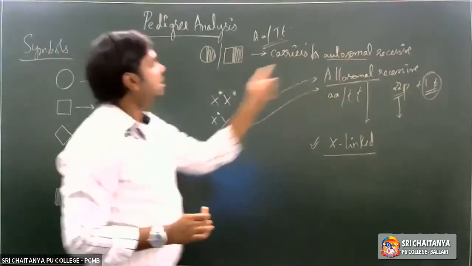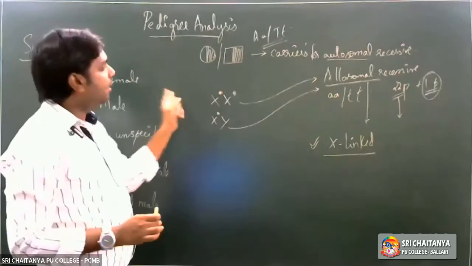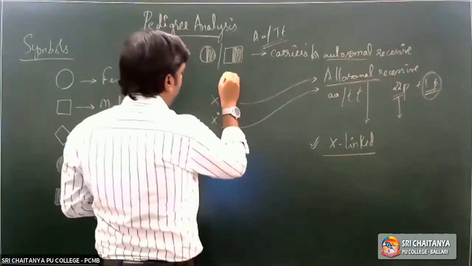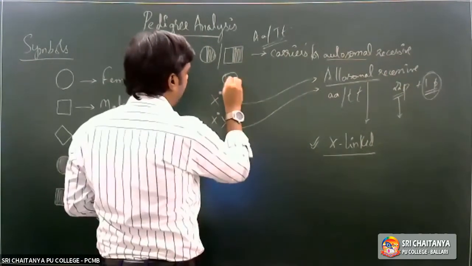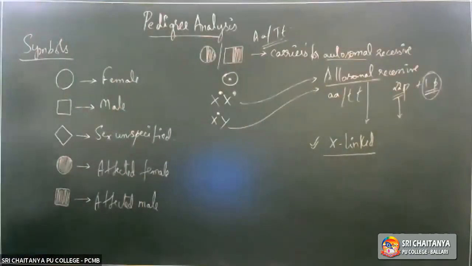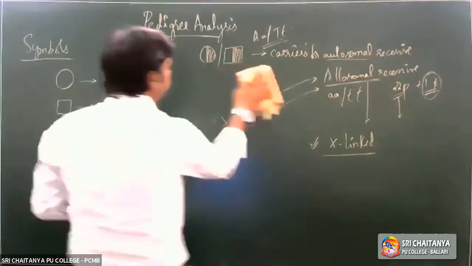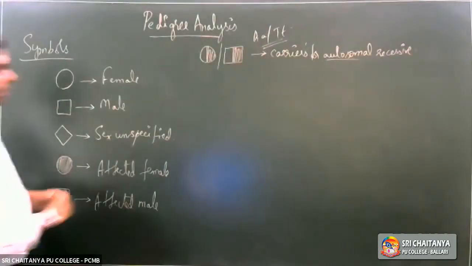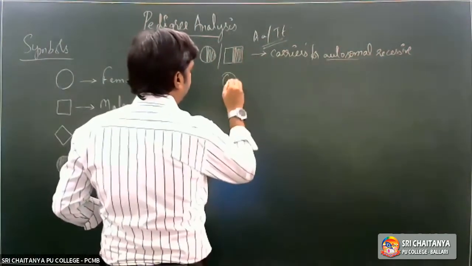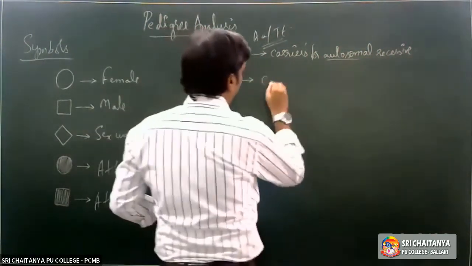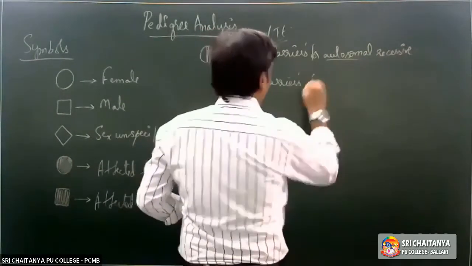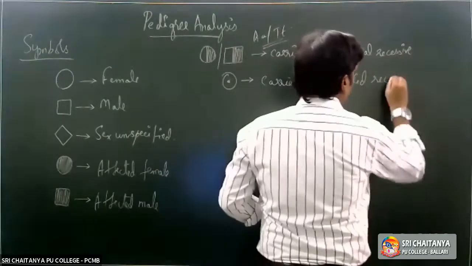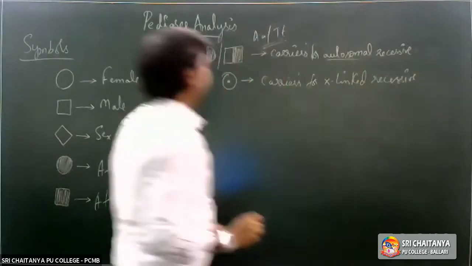Carriers for autosomal recessive disorder are indicated this way. Carriers for X-linked recessive disorder, the allosomal recessive disorder, are usually represented like this: a circle with a dot inside. So a circle with a dot inside would represent a carrier for X-linked recessive disorder.